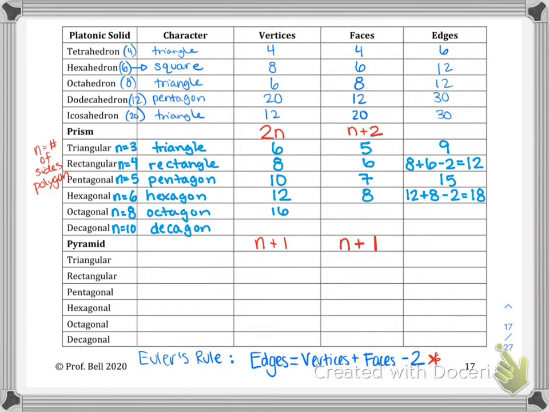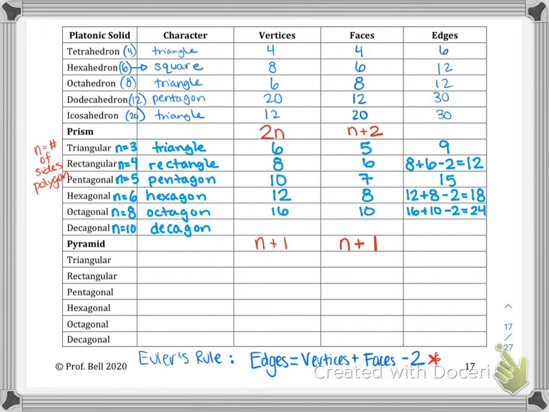Then we go to the faces. It would have n plus 2, so that would mean 10 faces. So to calculate the number of edges, we would add the number of vertices plus the number of faces and subtract 2. And there we would get 24.